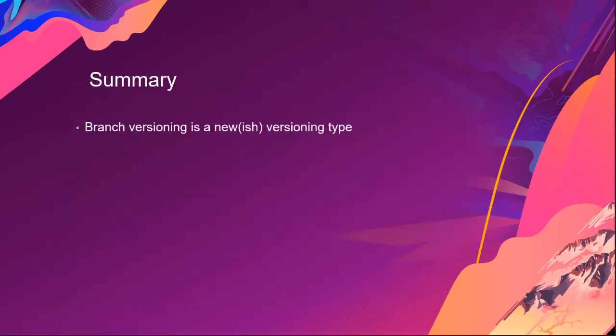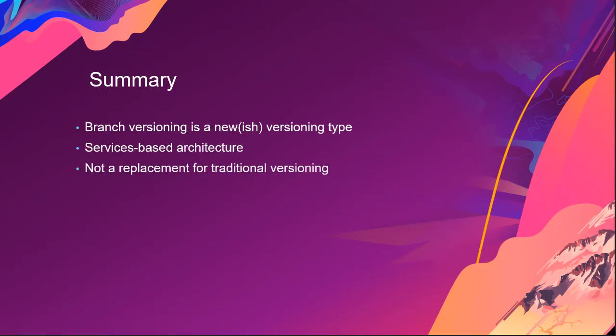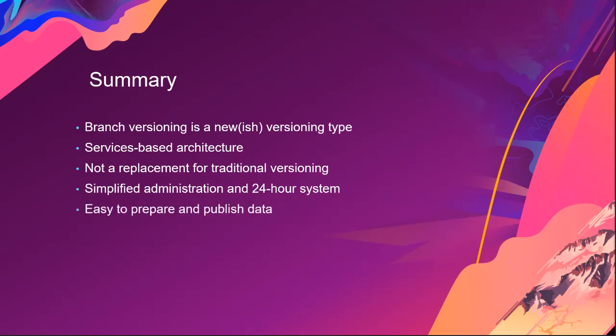So in summary, branch versioning is a newish versioning type. It is, again, that services-based architecture. It's not a replacement for traditional versioning. It offers simplified administration, and it's a 24-hour system. And it's hopefully easy to prepare and publish data.